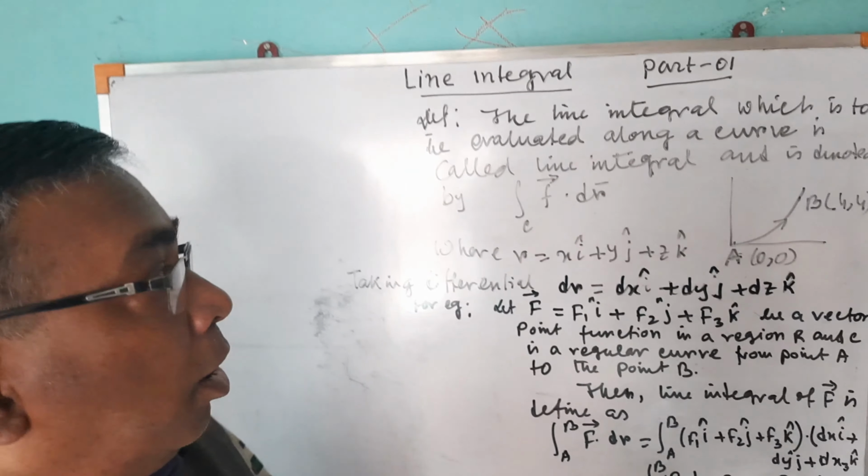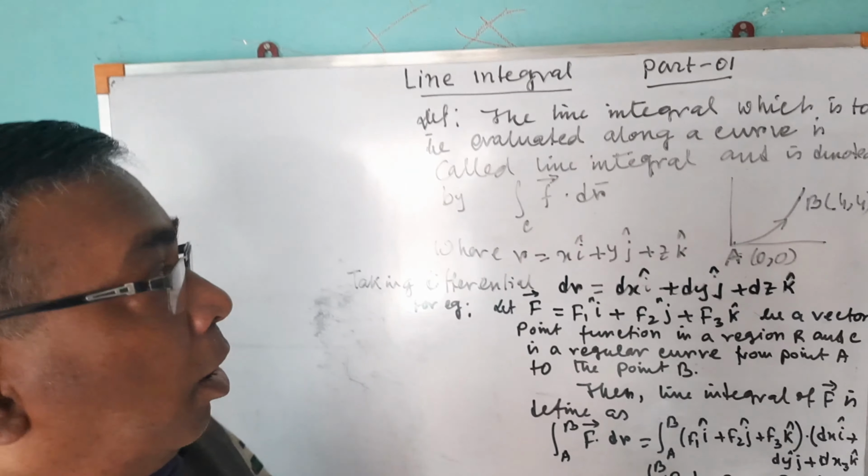Now for example, this is the curve C, from A to B. Integration along the curve C, that is, you can say A to B. If we take an example, let F be a vector field function. This F should always be given, and dr you know equal to this.